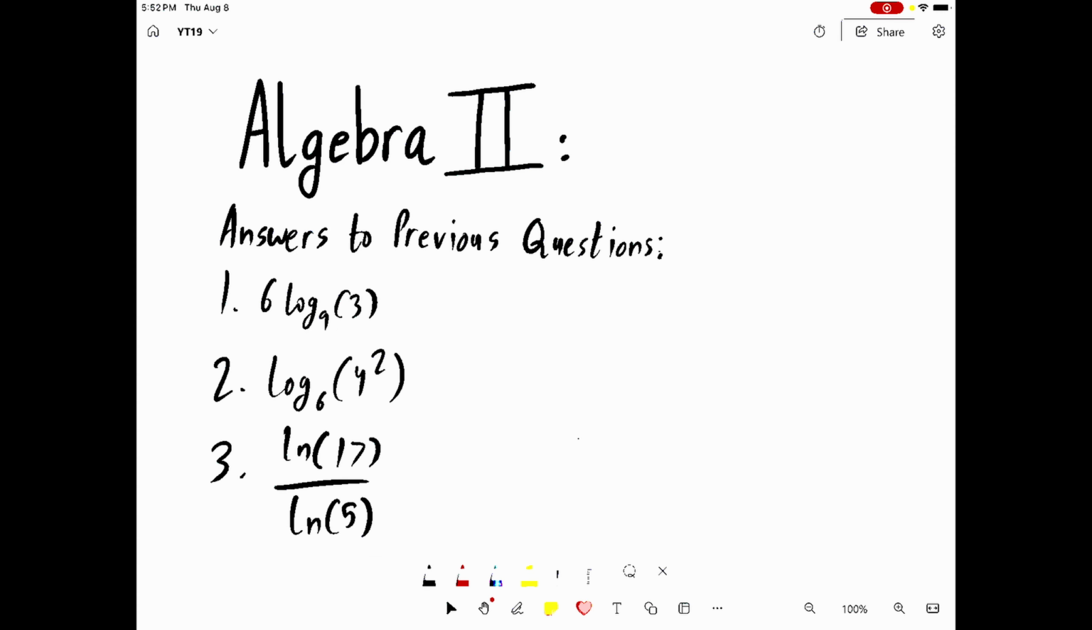For our first question, we have 6 times the logarithm base 9 of 3. For our second question, we have logarithm base 6 of 4 squared. And for our third question, we have the natural logarithm of 17 divided by the natural logarithm of 5. Let's go on to the lesson.